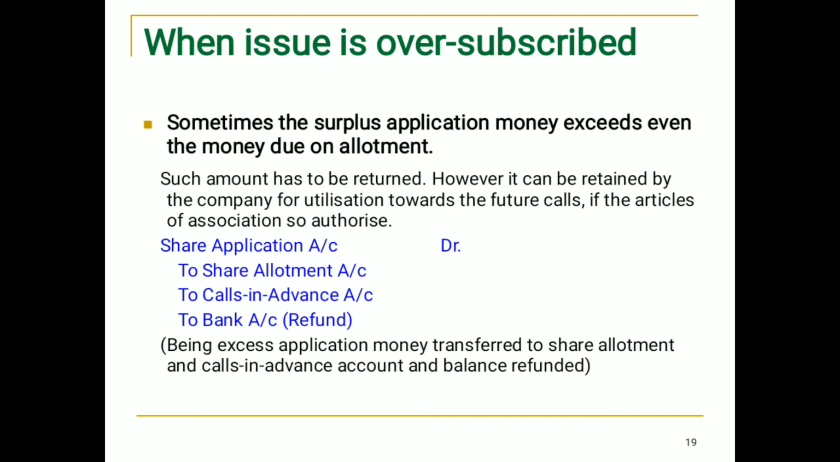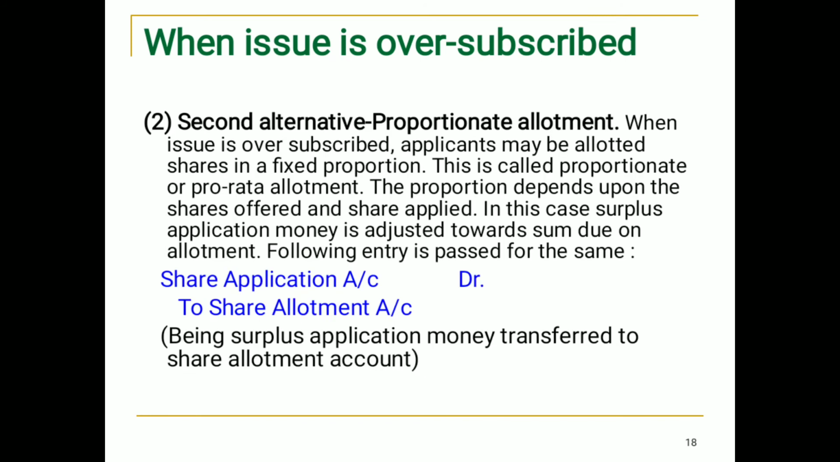Sometimes the surplus application money exceeds even the money due on allotment. Such amount has to be returned. However, it can be retained by the company for utilization towards the future calls if the articles of association so authorize. Now, here is the second option for dealing with the excess 10,000. What was the first case that we understood, that you will reject? I mean, the company will reject the excess 10,000 applications and the amount will be returned to them.